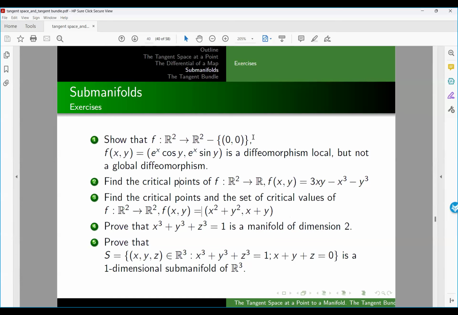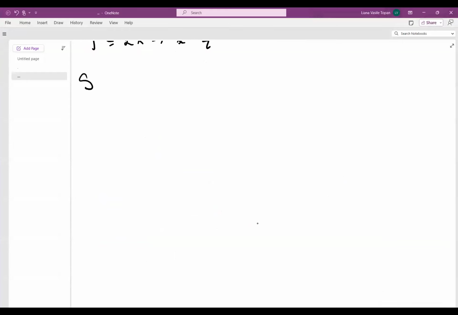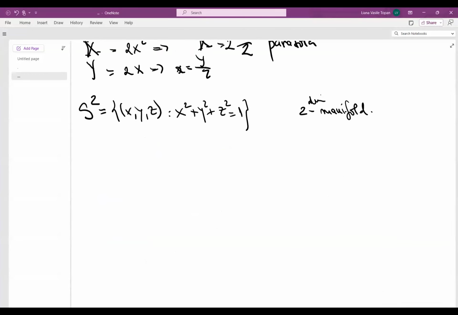But I would like to apply this theorem. So we were talking about, so I'm going back to here. Okay. So this is S2, which contains all triples (x, y, z) for which x squared plus y squared plus z squared is equal to 1. This is a two-dimensional sphere. Now, I would like to show that this is a two-dimensional manifold. We know that it is a two-dimensional manifold, it's a sphere. But let's apply this theorem.